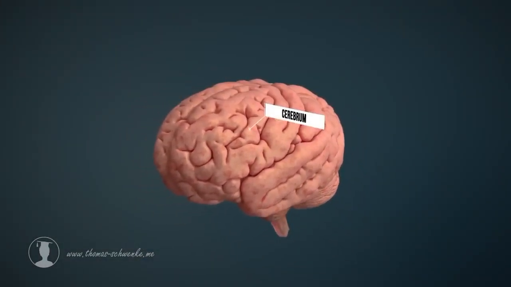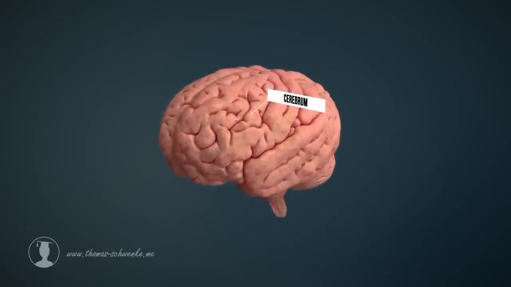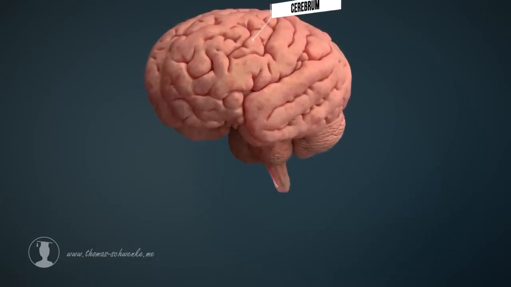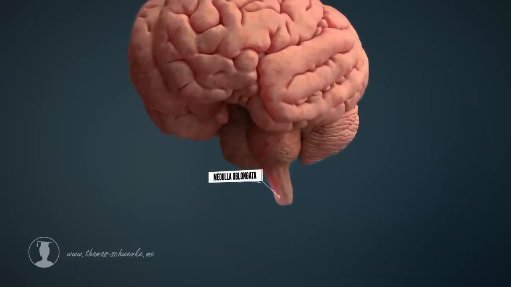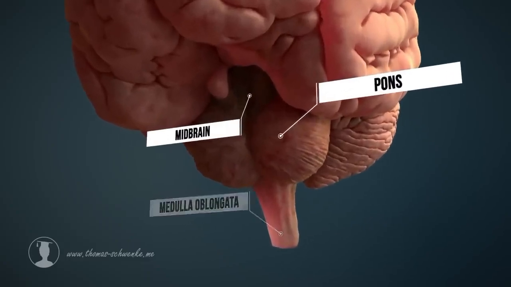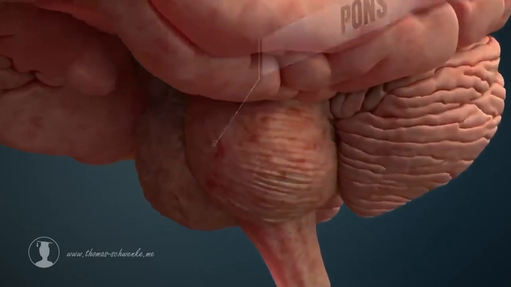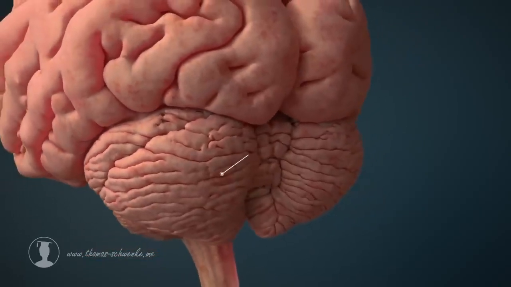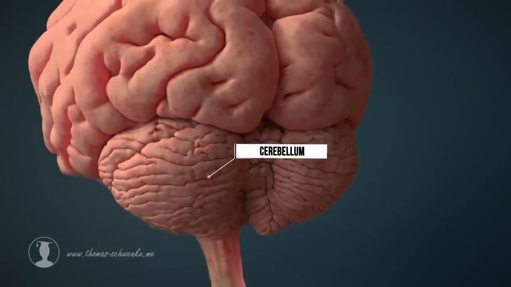Let's take a look at the general design of our brain. The brain is generally divided into different parts. The brainstem consists of 3 parts: the medulla oblongata, the pons, and the midbrain. The cerebellum is smaller than the cerebrum, but has almost as many nerve cells as the cerebrum.